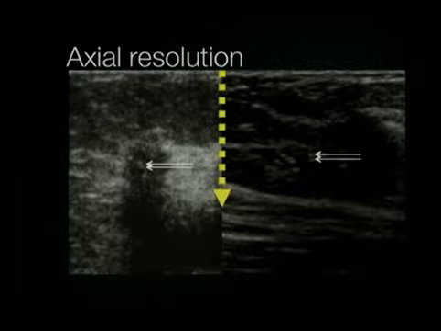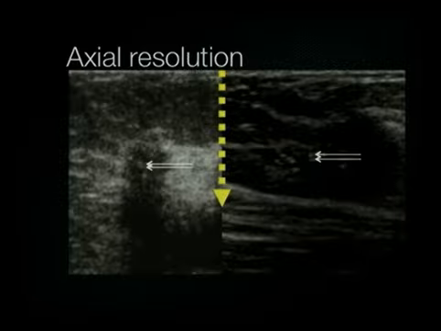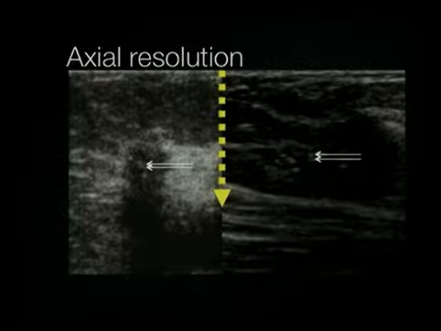beam. In this example, the arrows point to two tiny bright echoes, which are microcalcifications in a breast cancer. These are identified as separate calcifications rather than merging together as a single echo as a result of the high axial resolution of the system used for this image.